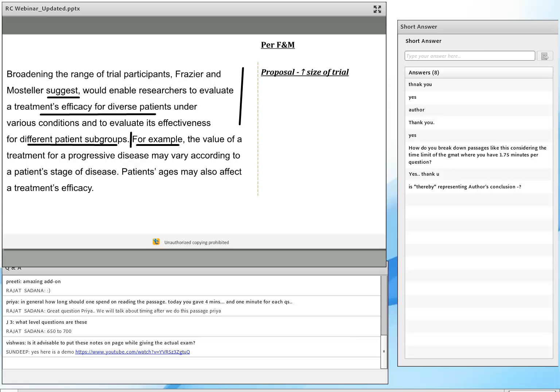But then when I read forward, for example, the author is explaining this, he says, the value of a treatment for a progressive disease may vary according to the stage of the disease. Okay, so I'm going to really map it to different, various conditions. Stage of the disease is various conditions. Patients' ages may also affect.